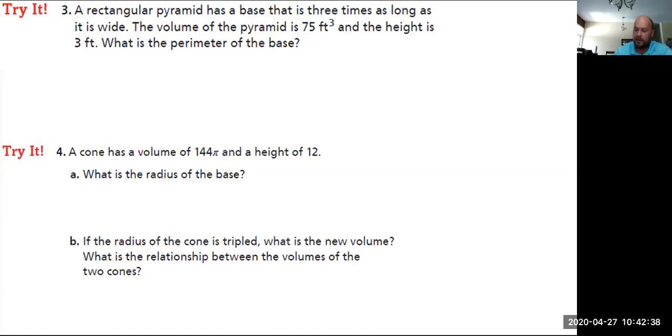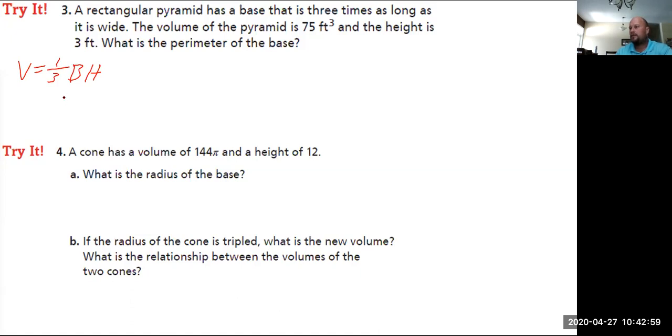So here we go. On the next chart, it said a rectangular pyramid has a base that is 3 times as long as it is wide. The volume of the pyramid is 75 feet and the height is 3 feet. What is the perimeter of the base? So first we've got to start off with our volume formula. Volume equals 1/3 base area times height.